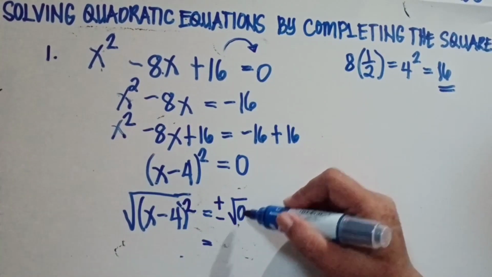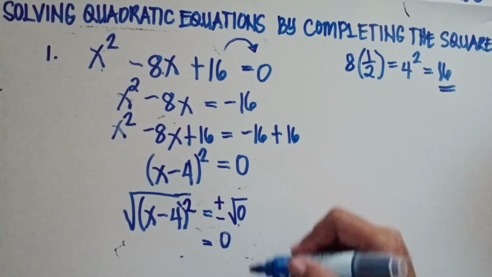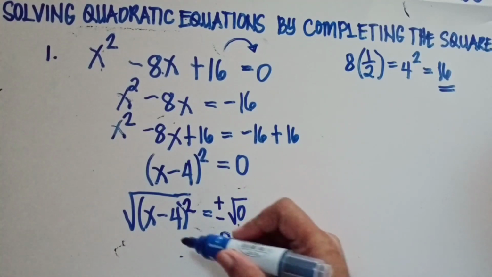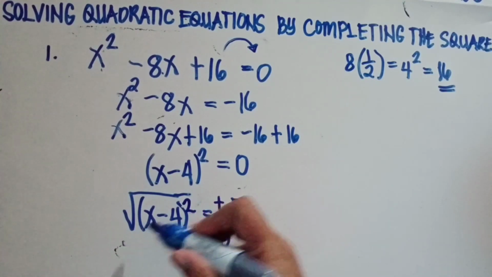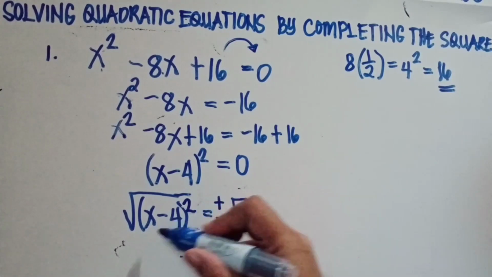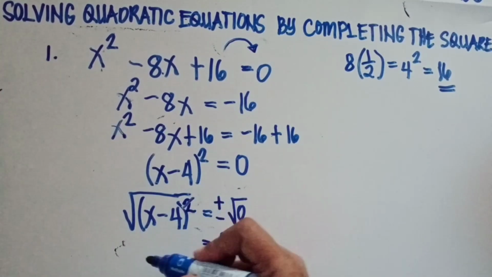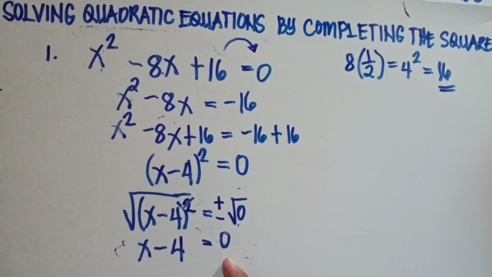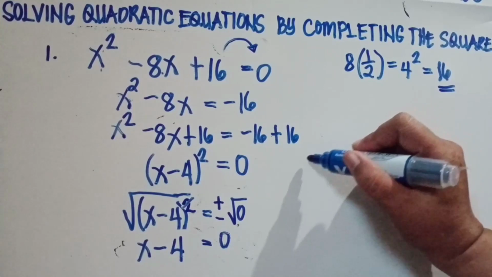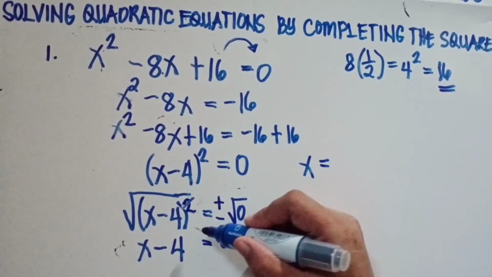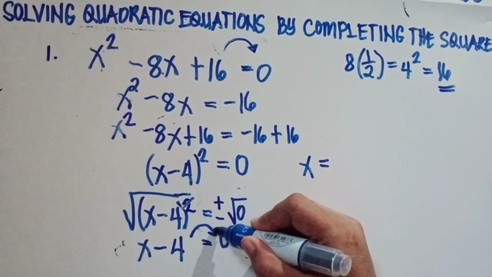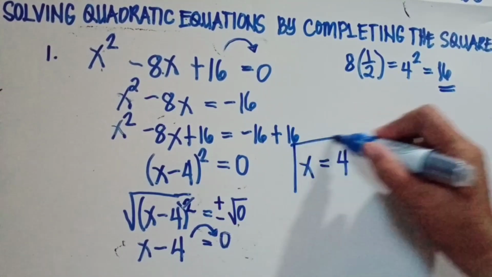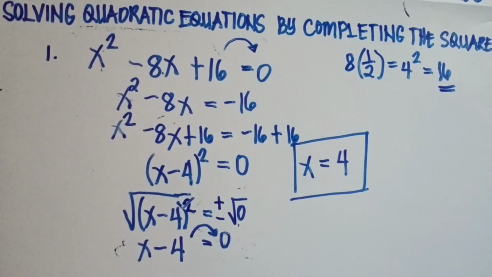Then, the square root of 0 is still 0. Pero wala na siyang sign kasi 0 is between positive and negative. Then, we have here the square root of the square of x minus 4. So, cancel na lang natin yung 2. So, this will become x minus 4. Then, equal to 0. Then, solve for x. So, x now is equal to what? Lipat lang natin si 4 sa right side of the equation. So, x now is equal to 4. So, this is now the value of x.